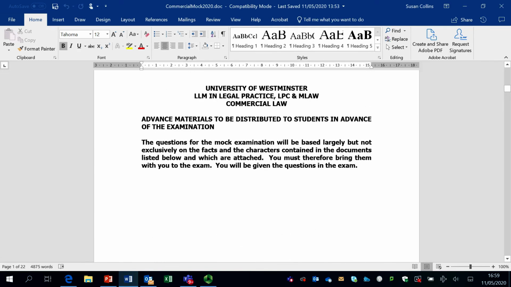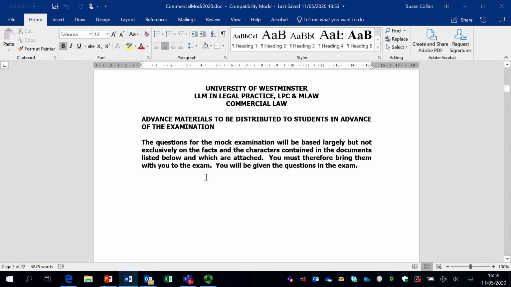The next thing I wanted to draw to your attention is on page 3, where you'll see it talks about the advanced materials being distributed in advance. And it says that the questions will be based largely, but not exclusively, on the facts and characters contained in the documents listed below and which are attached. You must therefore bring them with you to the exam. You'll be given the questions in the exam.